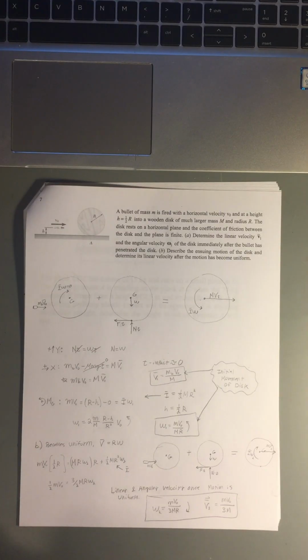Okay, so this is problem number 7 for this homework assignment. And in this problem, we're starting to look at a problem where there's an impact. And so in this instance here, we have this bullet that's traveling, and it's going to stick into this round block of wood, this wooden disc. And it tells us the height that this impact is going to occur at.